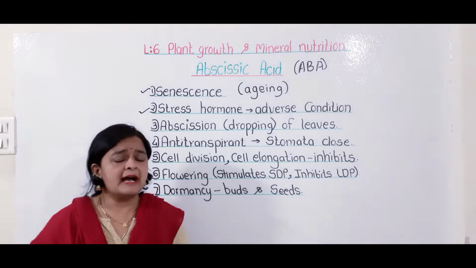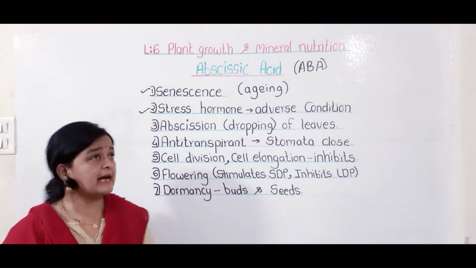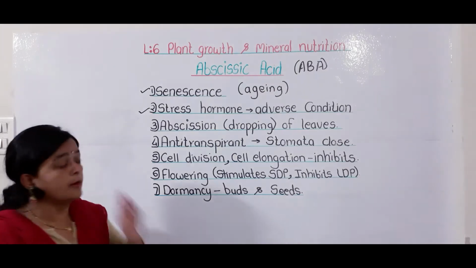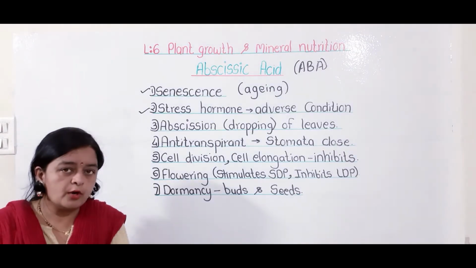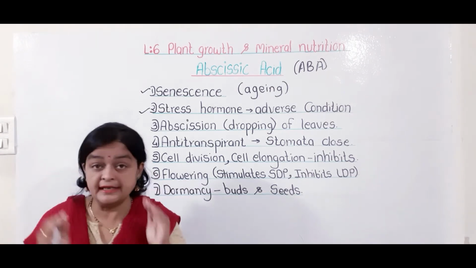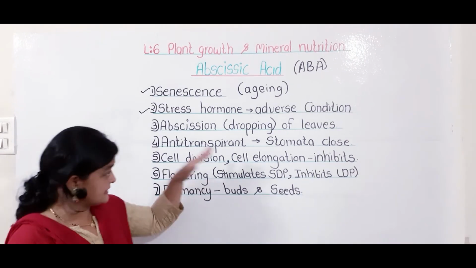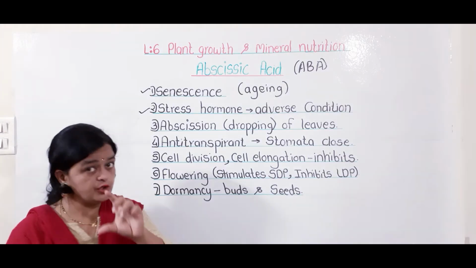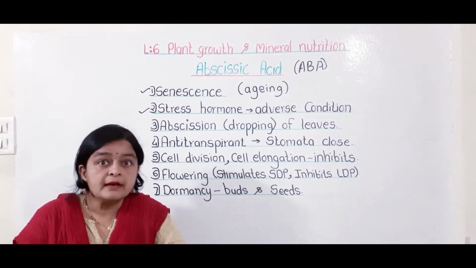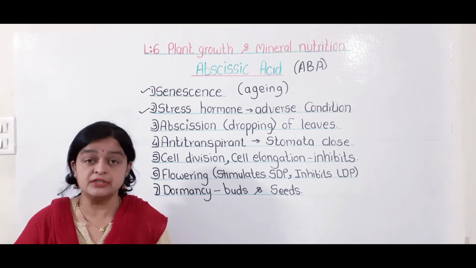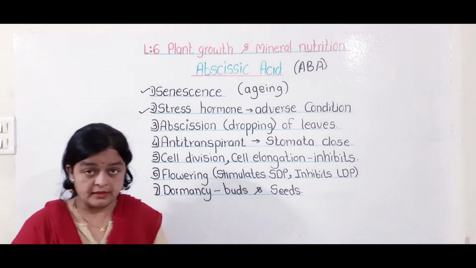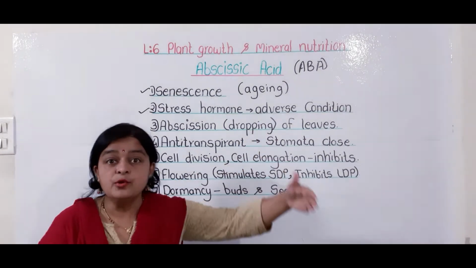Next one is stress hormone. At the time of exam, one question can be asked: why is abscisic acid called a stress hormone? Because it is releasing the plant body from the stress condition. How it is releasing, I will tell you step by step. But in short, it protects the plant and helps it overcome the stress situation, the adverse condition.